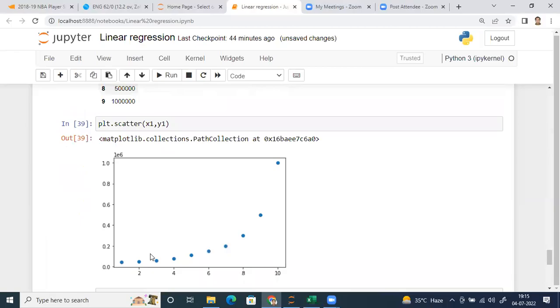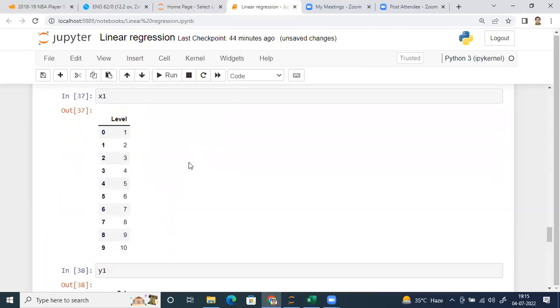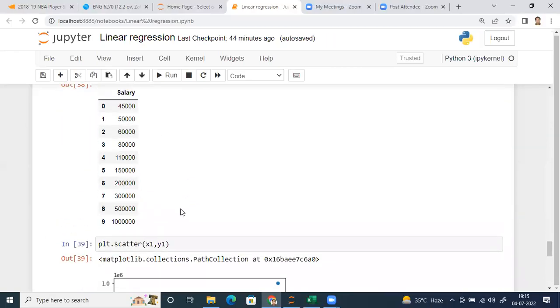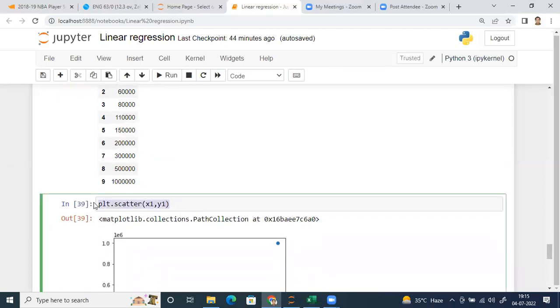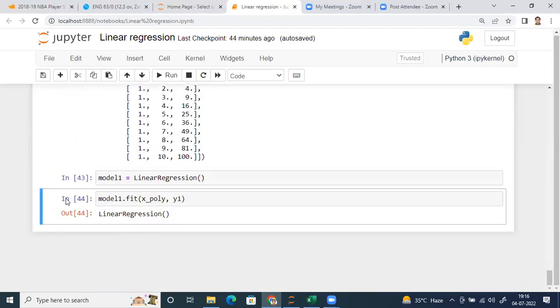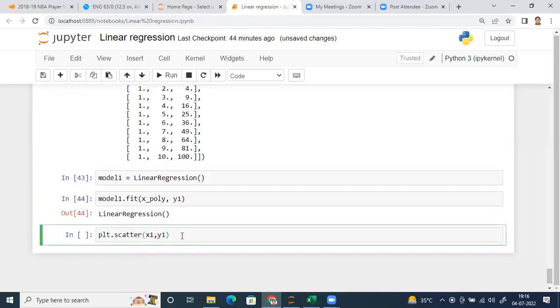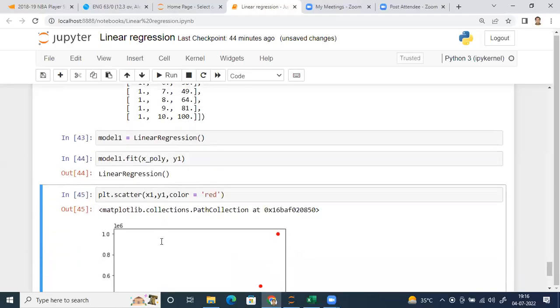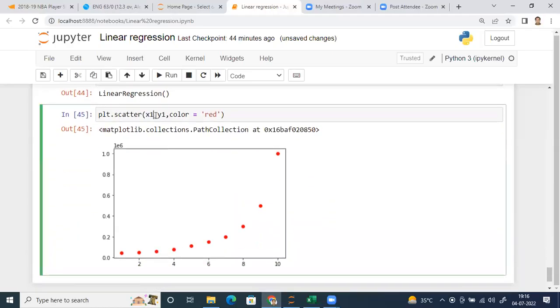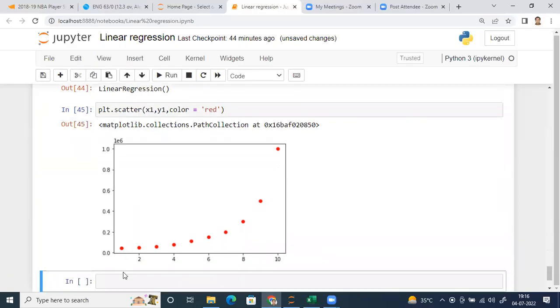And now let me try to plot the graph that we were trying to see here. plt dot scatter will plot x1 and y1, and let me mention color equals red. Fine, this is my graph, or even I can do this thing, x1 dot y1 dot poly. Perfect.